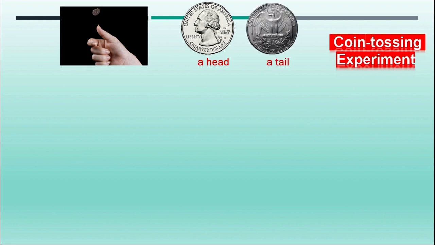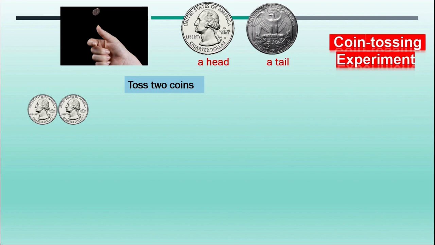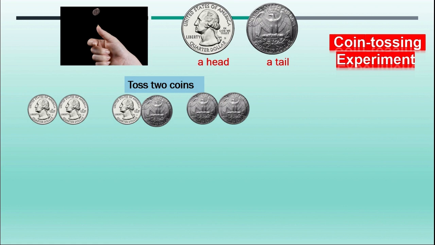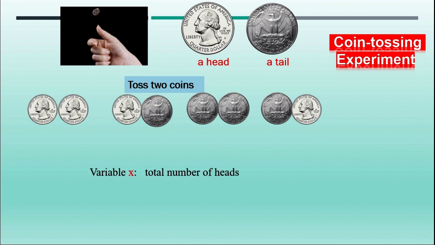Now, we toss two coins. There can be four outcomes: head, head; head, tail; tail, tail; and tail, head. Now we define a variable called x as the total number of heads.